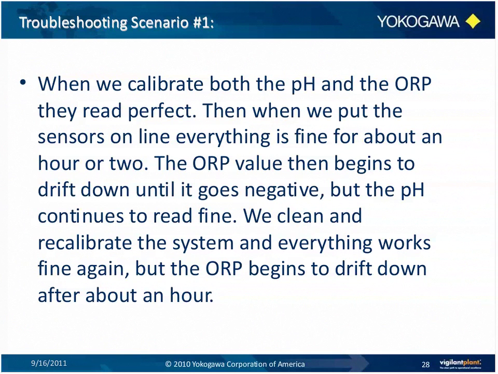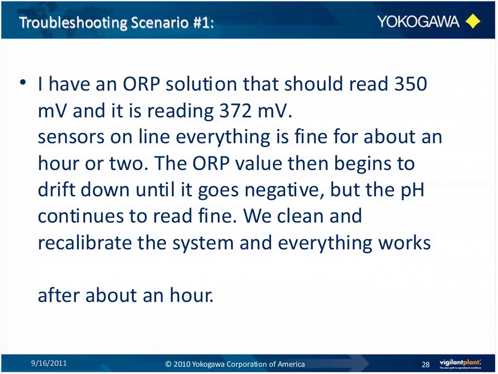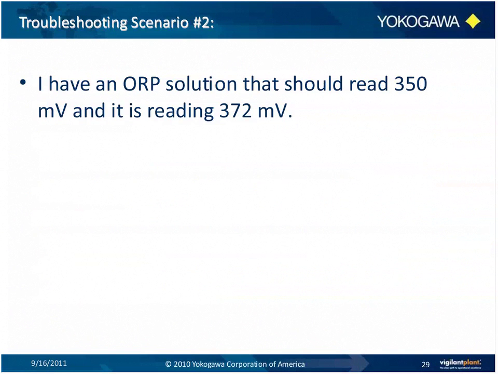Okay, our second one, and this is the most common, so I just want to make sure that I drive home this point and explain it slowly so everybody understands it. I have an ORP solution that should read 350 according to my bottle. However, it's reading 372 on my instrument. Two different things could be happening.